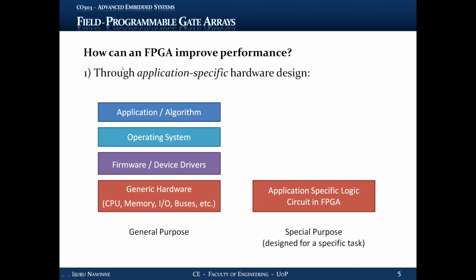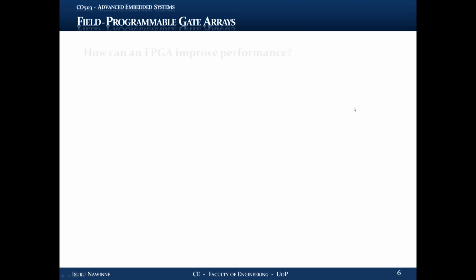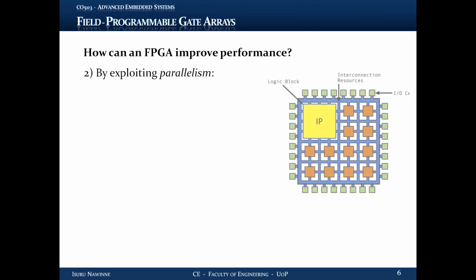So one way FPGAs are used for improved performance is through this application-specific hardware design. The other way is by exploiting parallelism. Even though this particular image shows a very small mesh, you have thousands and even millions of these logic elements in a typical FPGA device. So you can host really large designs on a single FPGA.